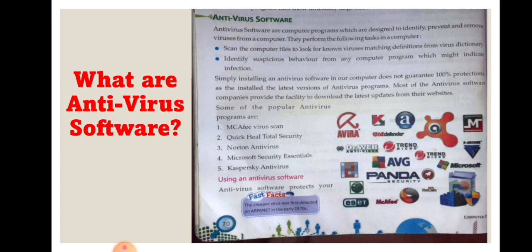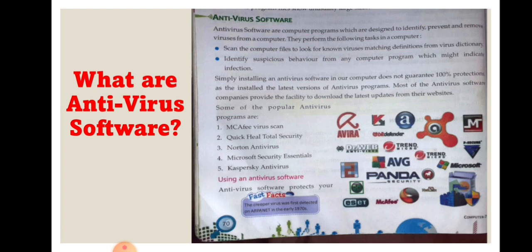There are 5 antivirus software mentioned in here. Please look at the picture on the right side. Number 1 is McAfee Virus Scan, Quick Heal Total Security, Norton Antivirus, Microsoft Security Essentials, Kaspersky Antivirus. Now, antivirus software are not free. Usually it will cost, I think nowadays, like 1,500 or depending on the kind of virus. So we also need to be updated if we have computers and we need to prevent them from getting viruses.